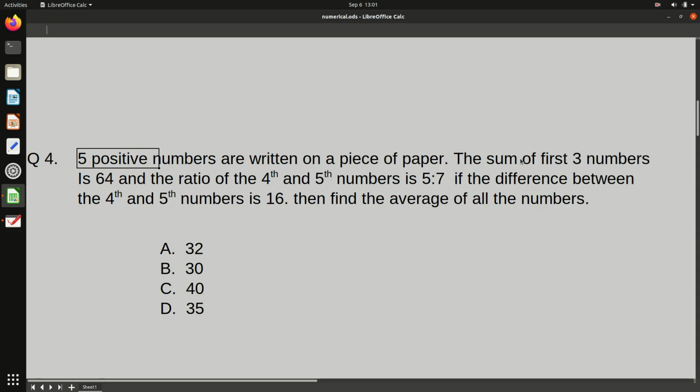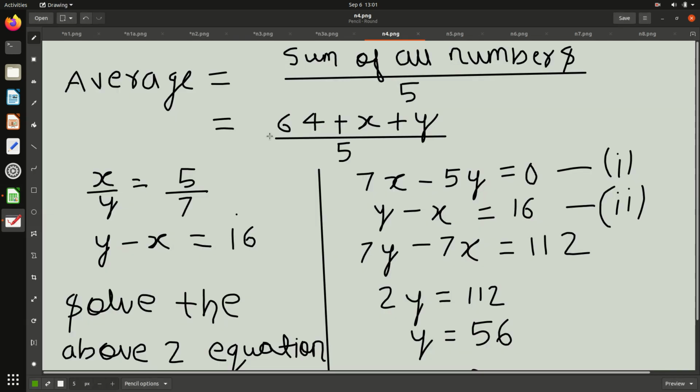And we have already been given that the sum of the first 3 numbers is 64, so we just write it. Now we are only left with 2 numbers, the 4th number and the 5th number. For the 4th number we assume it is x, and for the 5th number we assume it is y. We just have to find the values of x and y, put them here, and we will get the average.